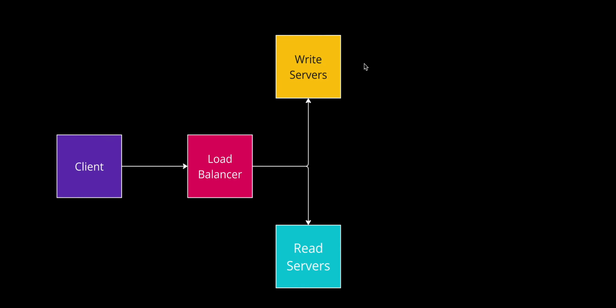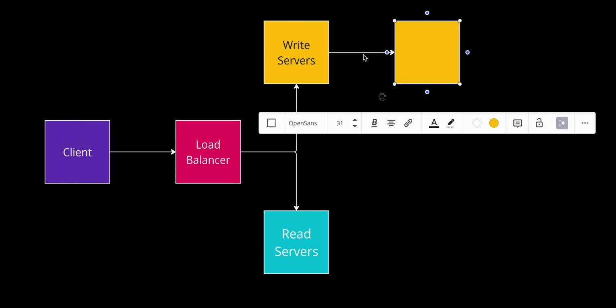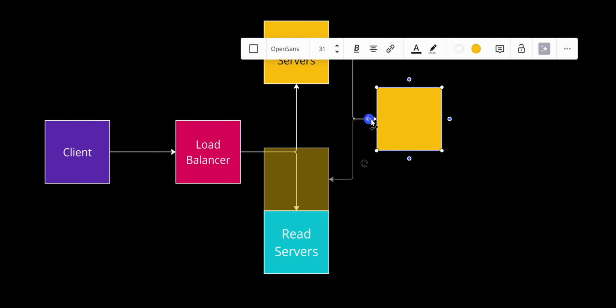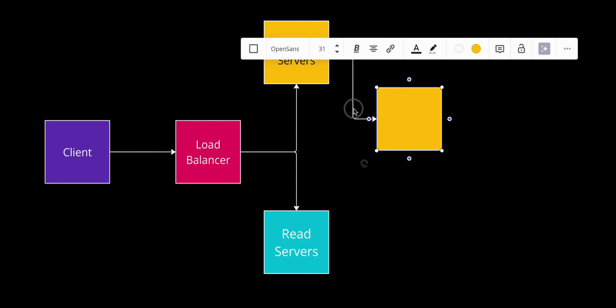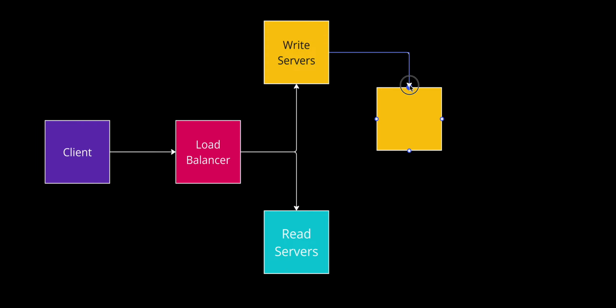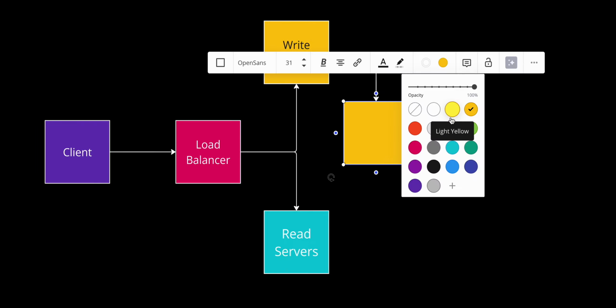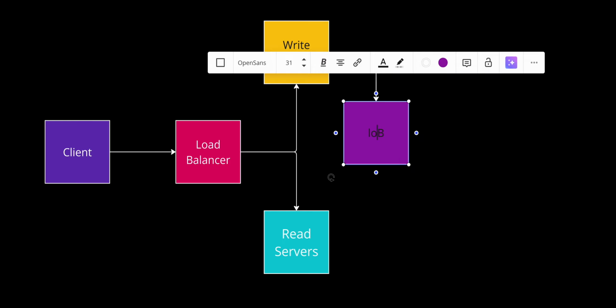The second thing, we said that some reviewers could add some photos. So how will we store these photos? We will store the photos in a blob storage. We could use Amazon S3 for that. Let's give it this color. And this will be a blob storage.